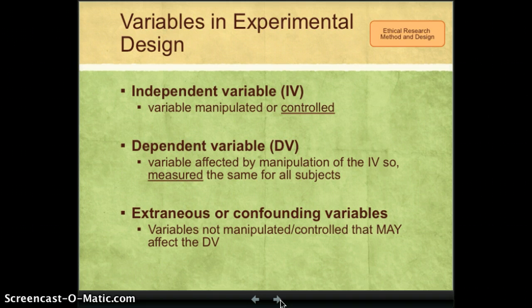There's another set of variables that can sometimes affect the dependent variable. These are variables that the researcher is not necessarily directly manipulating or controlling. And if these variables have an effect on the dependent variable, it can make my conclusions less firm.